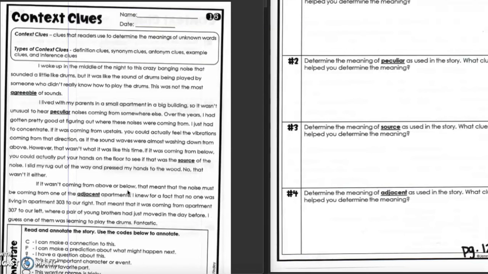So let's put that in place of adjacent and see if it makes sense. If it wasn't coming from above or below, that meant the noise must be coming from one of the next apartments or one of the apartments beside us. You might have to rearrange your words a little bit to make it work and make sense, because if I just said, if it wasn't coming from above or below, that meant the noise must be coming from one of the beside apartments, it doesn't really make a lot of sense, but it makes enough sense that we know that's probably what that word means. So adjacent means next to or beside, because it's not above or below, so it must be next to it or beside it.